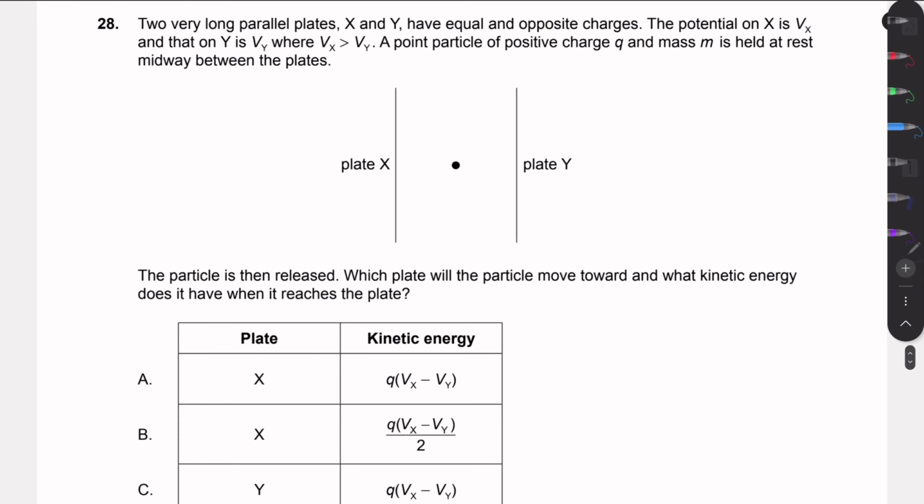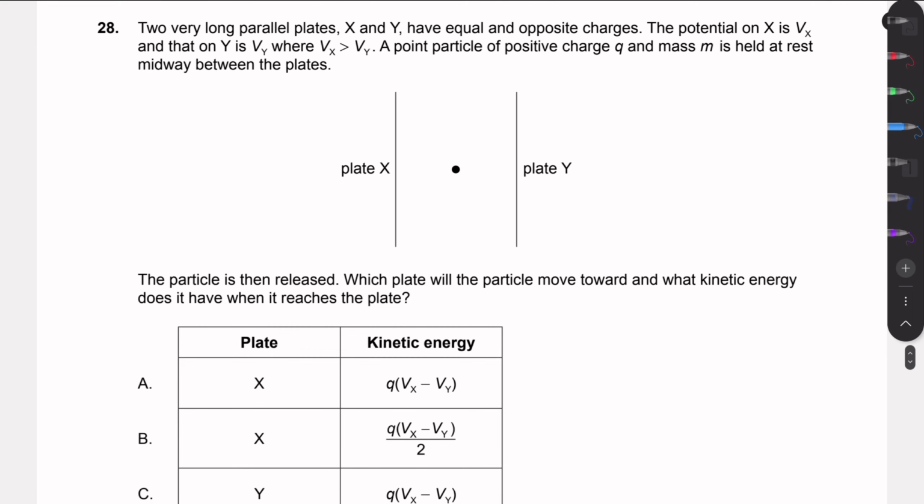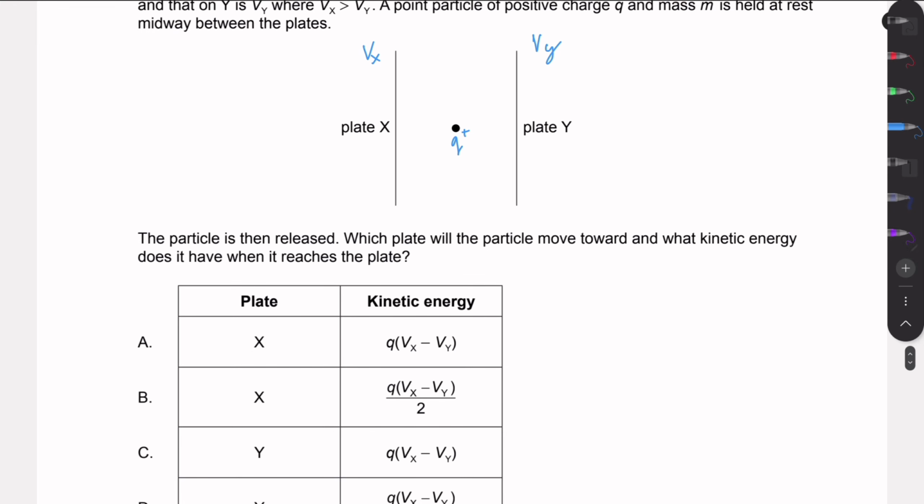All right. Now we are told that two very long parallel plates, X and Y, have equal and opposite charges. The potential on X is Vx and the potential on Y is Vy, and Vx is larger than Vy. A point particle of positive charge q and mass m is held at rest midway between the plates, and the particle is released. We need to state which plate the particle will move toward and what kinetic energy it will have.